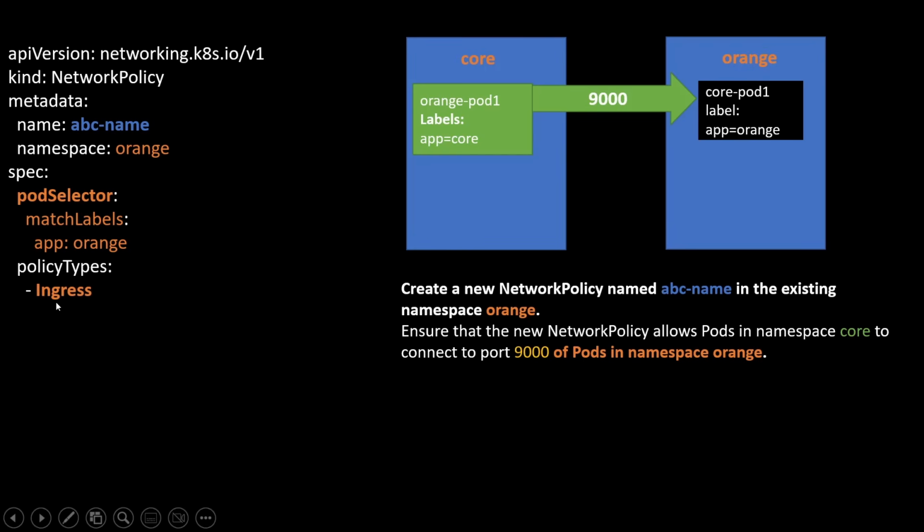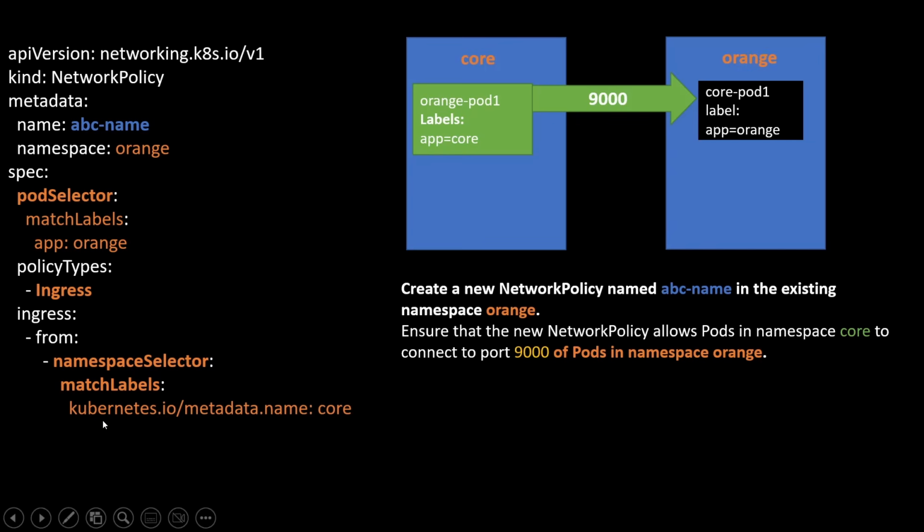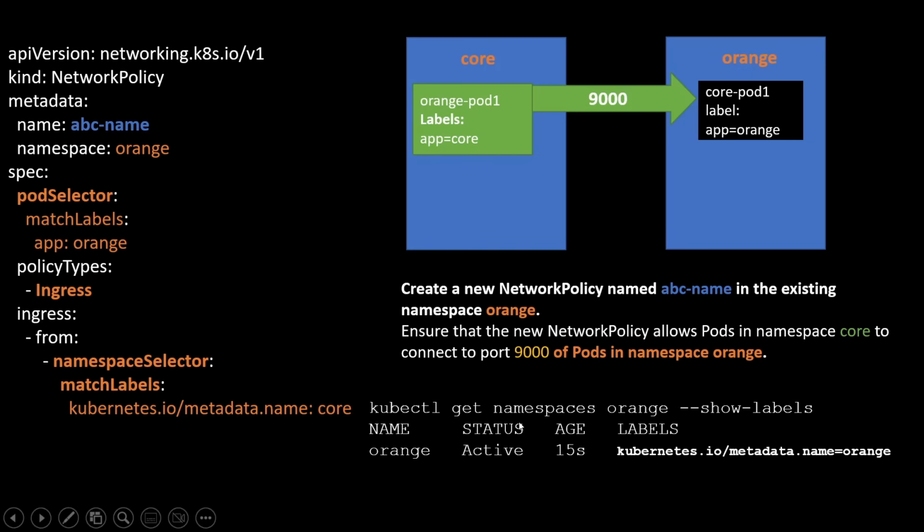Further, policy type is Ingress. As I said, it is saying that it should allow the traffic. It means incoming traffic should be allowed from the core namespace. It means that we have a different namespace. For that reason, in the ingress rule, we have mentioned namespaceSelector matchLabels as this. Where can we get this label? If I execute the command kubectl get namespace orange --show-labels, I will observe that this label is set when we create the namespace. I will show you in the lab.